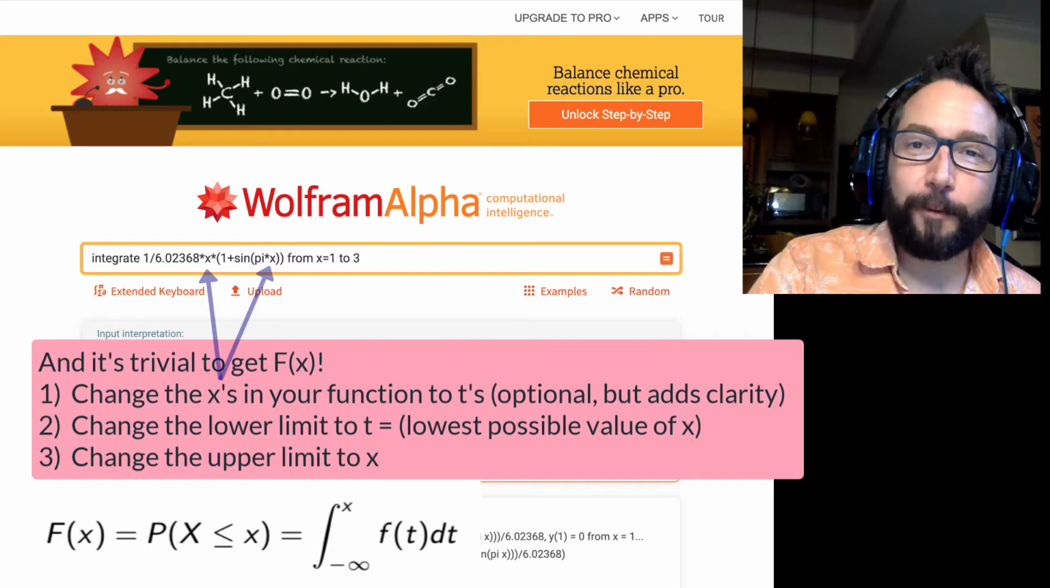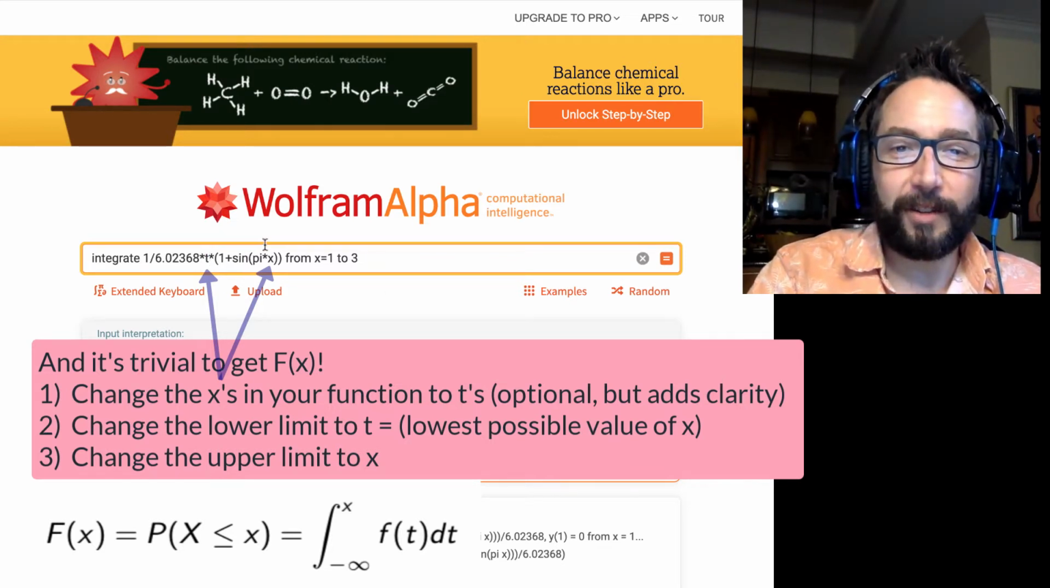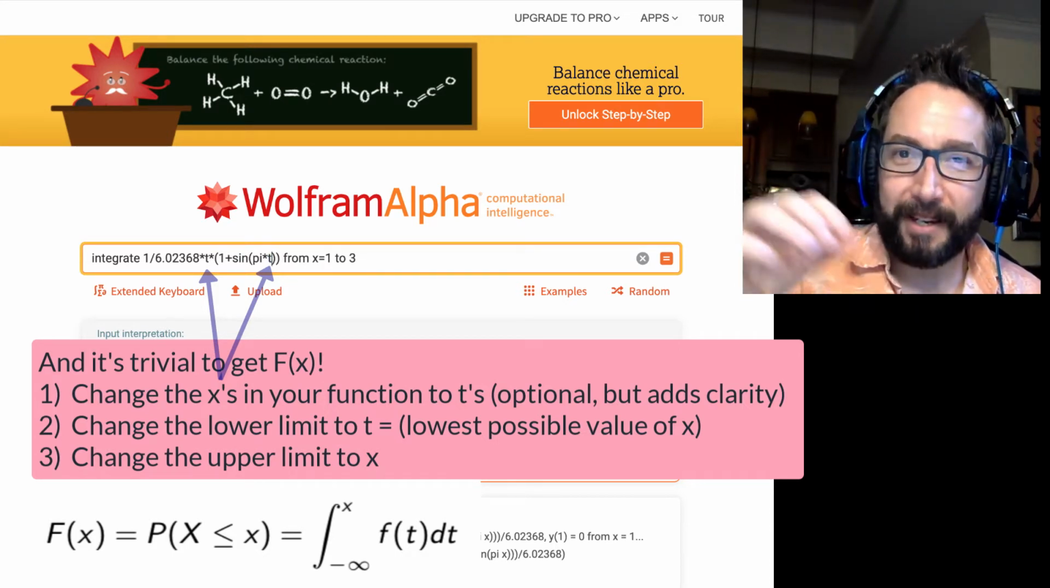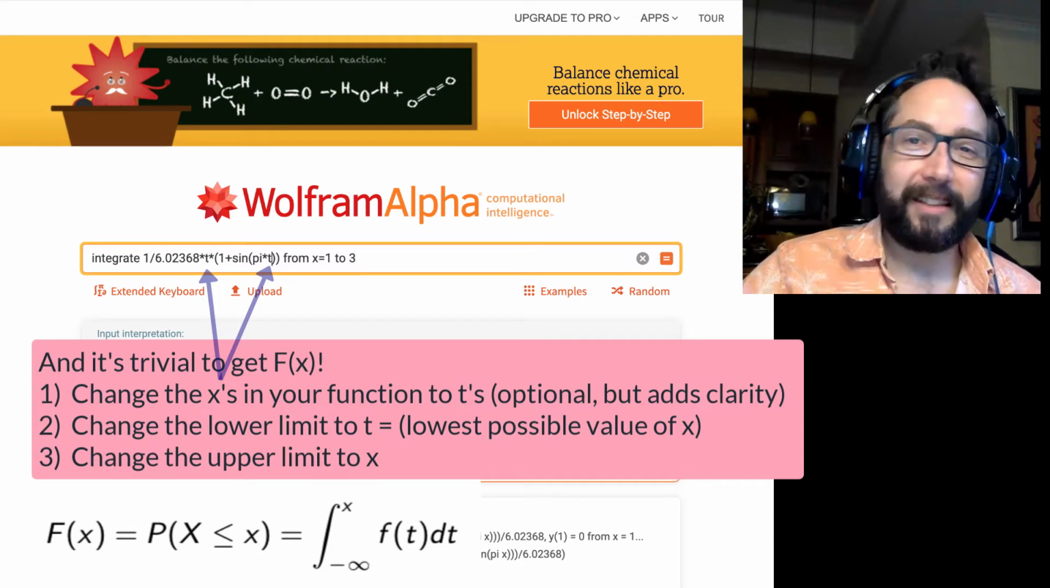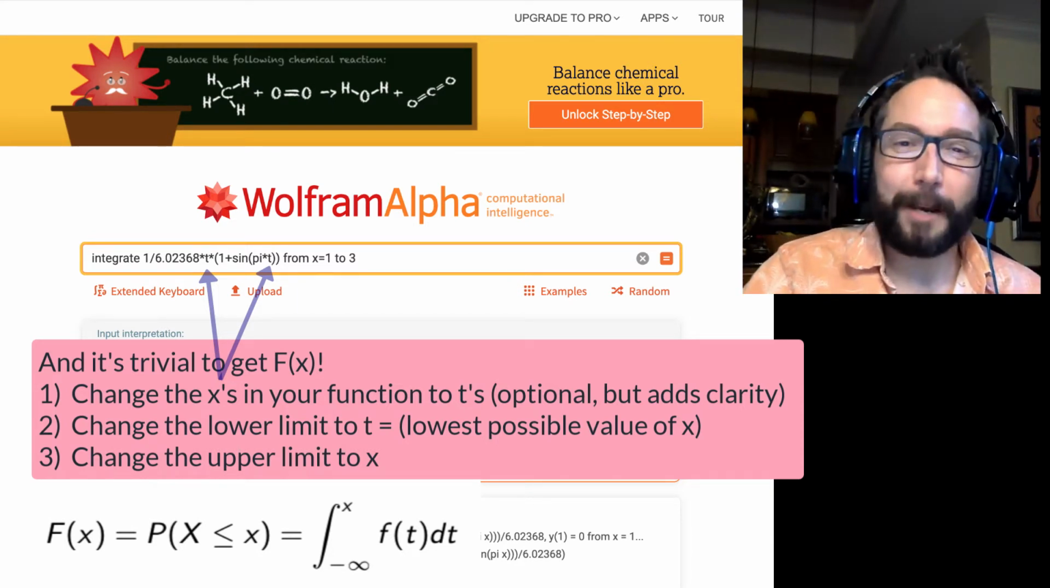So let's take our formula for little f here, the PDF. I'm going to change this so that it's written in terms of the variable little t, because little x is actually going to appear in the upper limit of my integration, and I want to keep those two variable names separate.